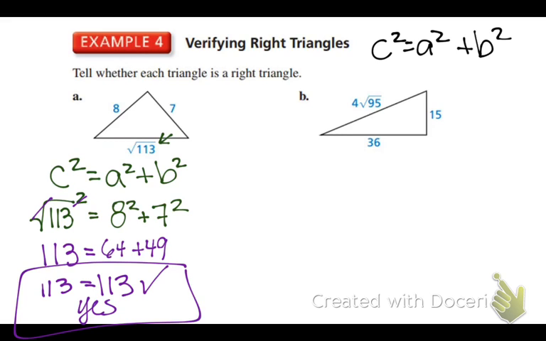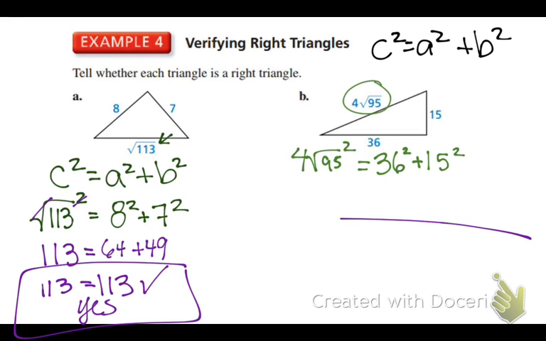The second is very important because of user error on a calculator. Which of these is the longest side? Yeah, 4 square root of 95. So this is where your C goes. So 4 square root of 95 squared will equal 36 squared plus 15 squared. So I'm going to pause and draw at the bottom.